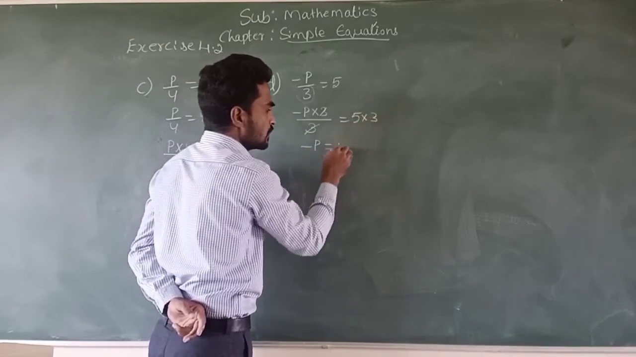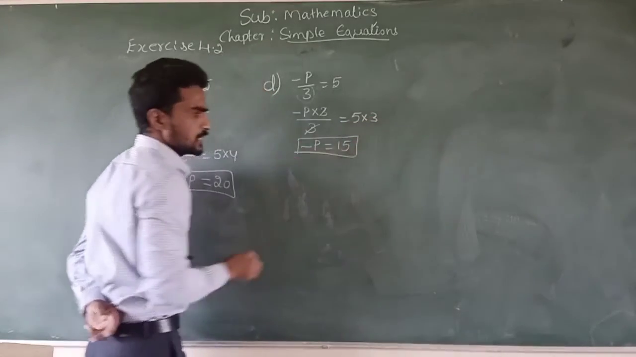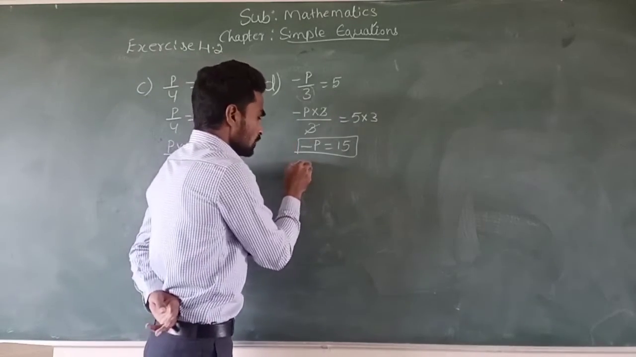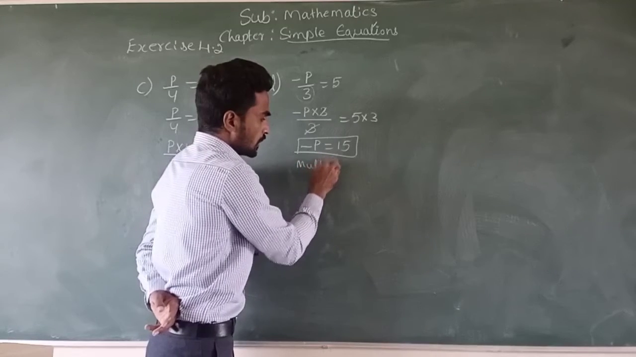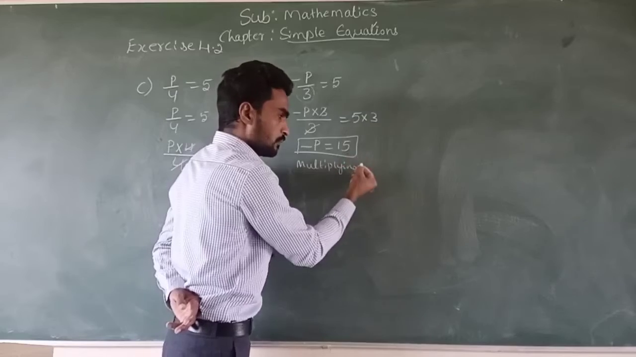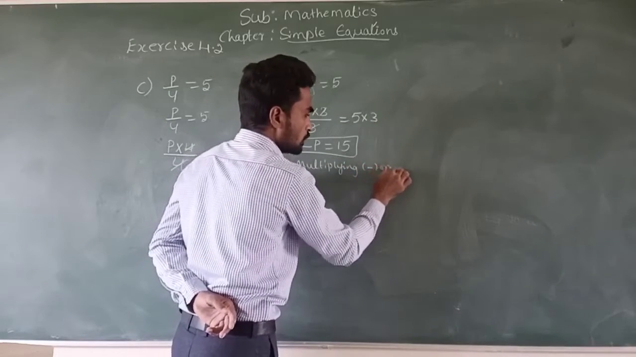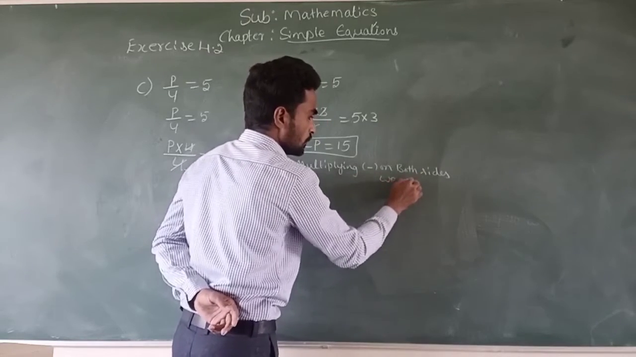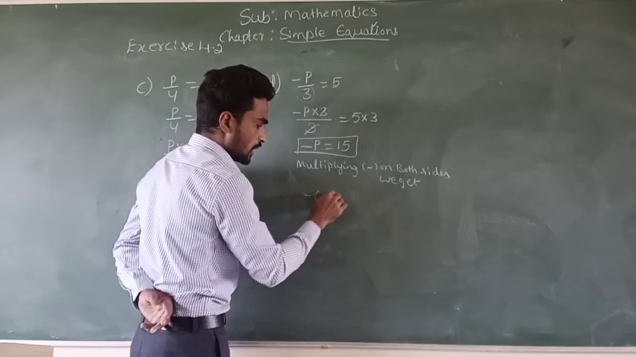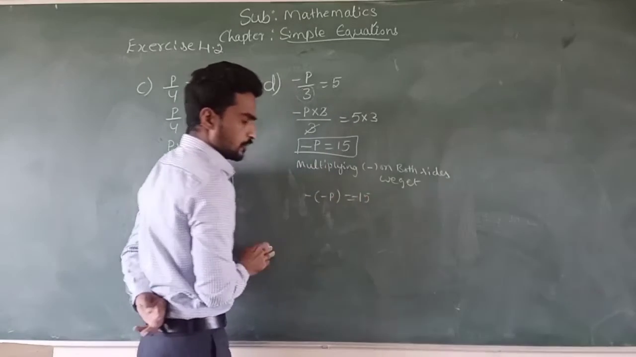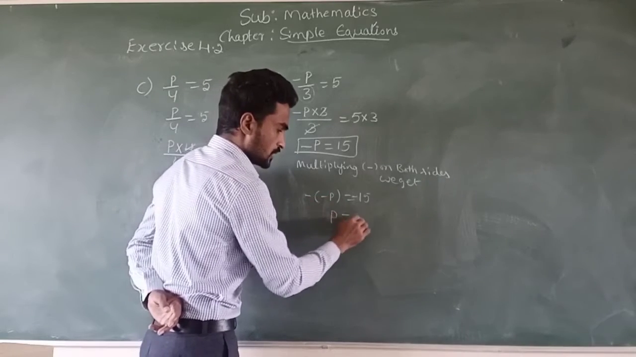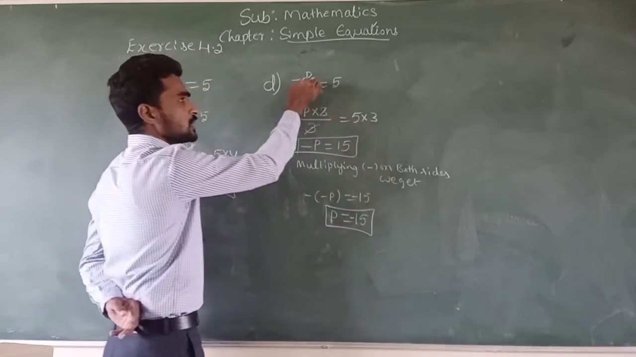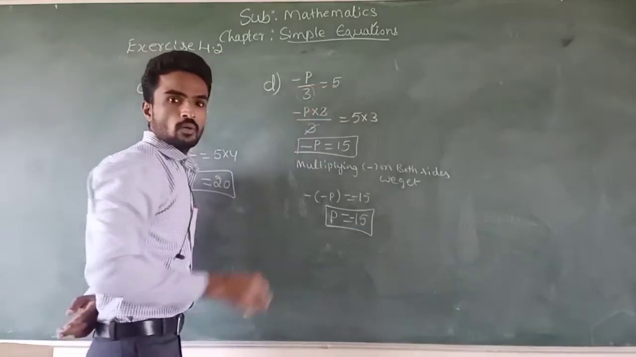Minus p is equal to 5 times 3, which is 15. For cancelling this minus sign, multiply by minus on both sides. We get minus into minus p, that is equal to minus 15. Minus into minus is plus, so p is equal to minus 15. p is equal to minus 15 is the solution of the given equation: minus p by 3 is equal to 5.